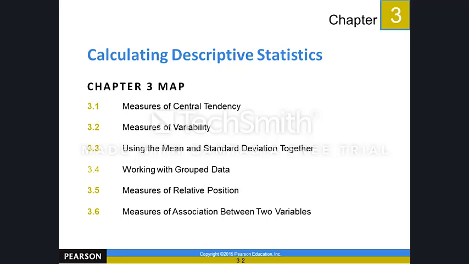The first one we'll look at will be measures of central tendency. That has to do with mean, median, and mode. Then secondly, we'll be looking at measures of variability. That includes variance, standard deviation, and range. We'll be looking at how the mean and standard deviation are used together. And then we won't work on 3.4, but we'll move to 3.5, where we talk about measures of relative position and then measures of association between two variables.